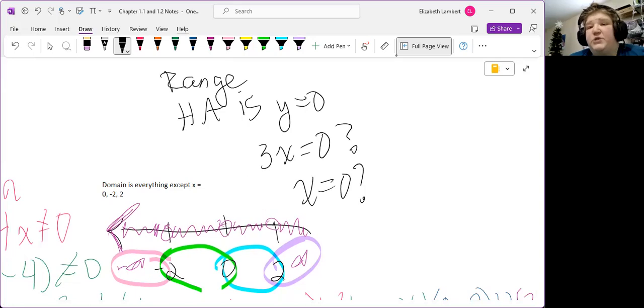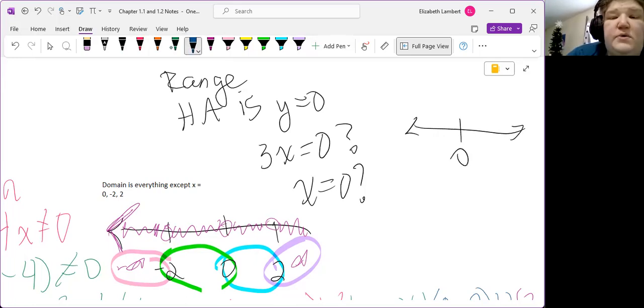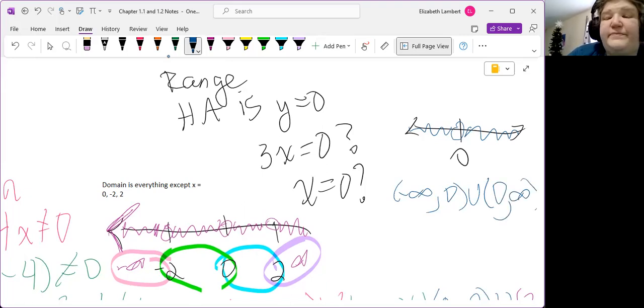So the horizontal asymptote is our only restriction. Every other value I can think of, there should be an x value that will produce it. So the range, if we do our number line, there's our 0. Everything before, everything after. So negative infinity to 0, stick it with a union, 0 to infinity.